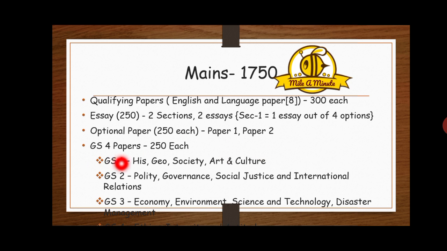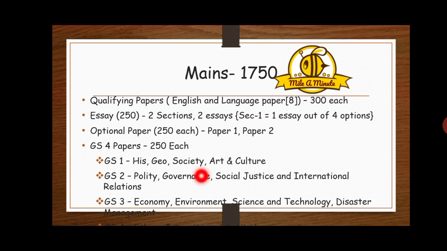In GS 2, you need to study polity, governance, social justice, international relations, etc. For polity, you can go for the Lakshmikant book. You can also study NCERT, but NCERT is not sufficient for polity. For polity, you should definitely study Lakshmikant. For GS 3, you need to study economy, environment, science and technology, disaster management, etc. For science and technology, you need to focus more on current affairs. The technology which is emerging, the latest technology which is found, you need to study more from current affairs.